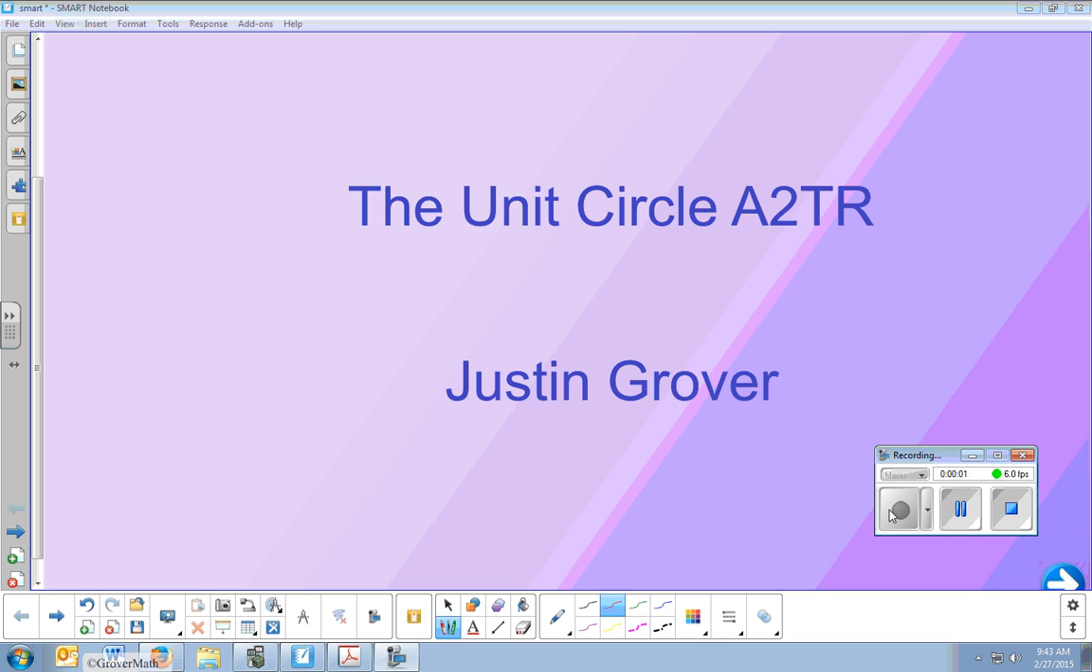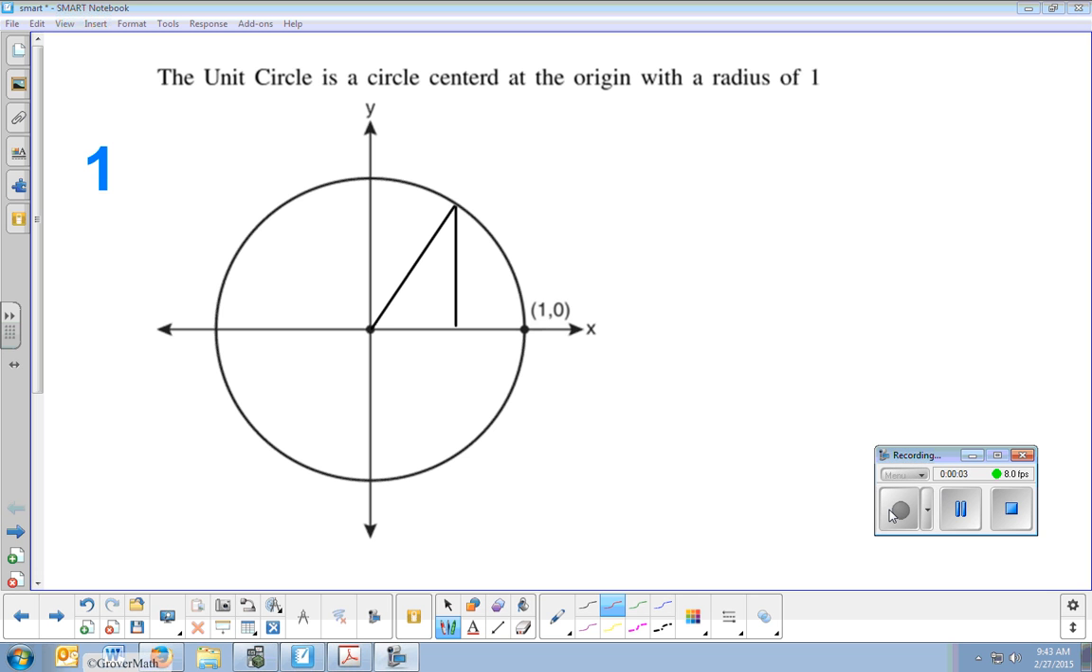The unit circle, Algebra 2 trigonometry regions. The unit circle is a circle centered at the origin with a radius of 1. And you don't have this, but I want you to draw this into your circle. Draw a little triangle in quadrant 1, just like I have drawn in here. And we're going to use this to show us why the unit circle is so important.